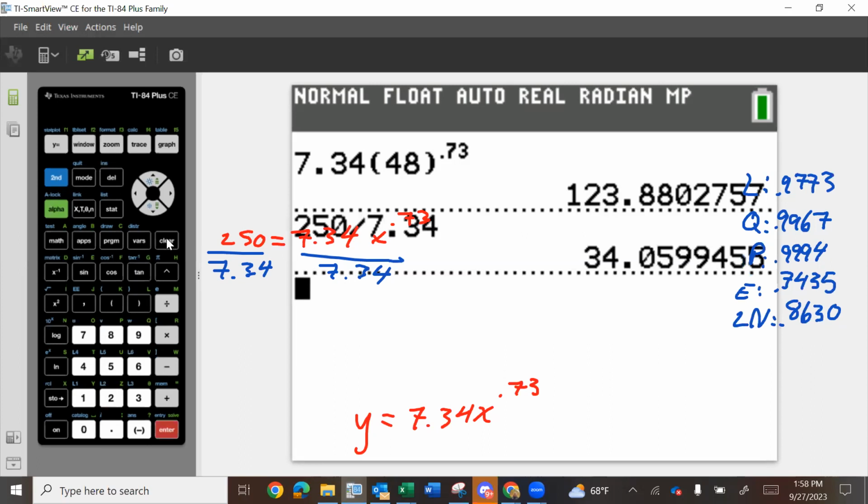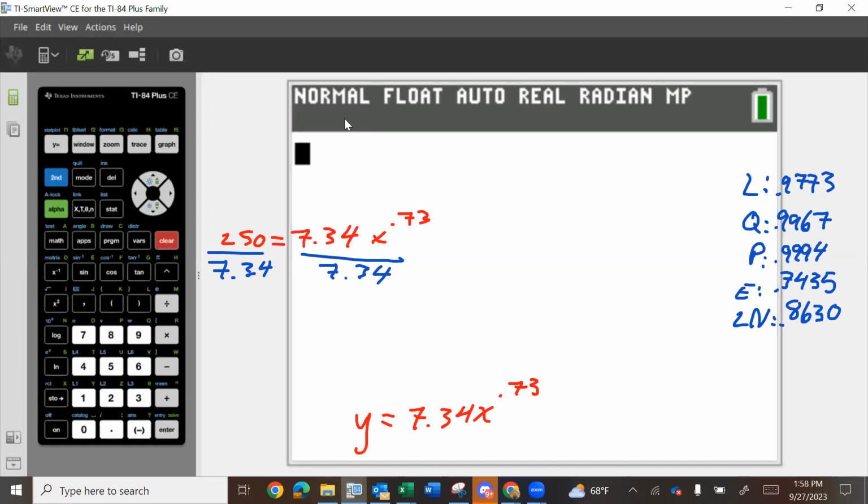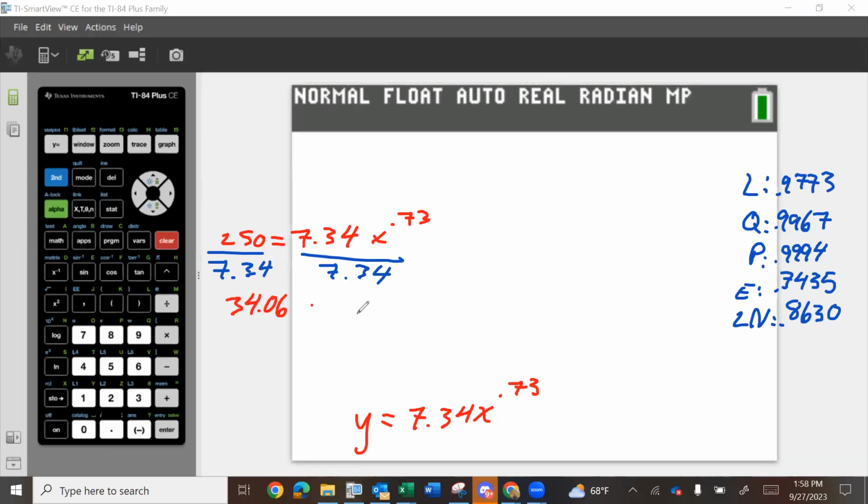All right, I've got to get rid of some of this stuff. So 34.06 equals this and that. Okay, cool. Now what do we do? Well, we raise both sides to the 1 over whatever the power is, 0.73. Those cancel, which is the whole point, and we just end up with x equals something.